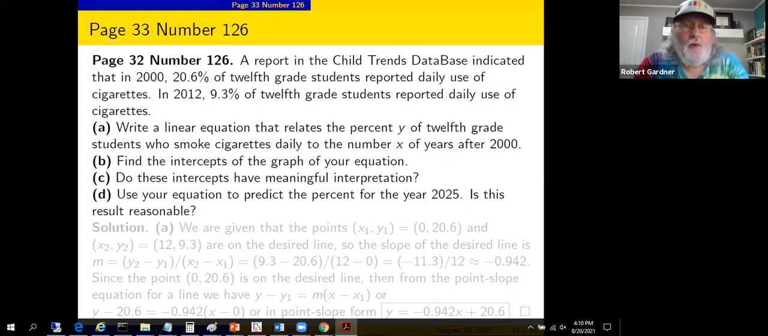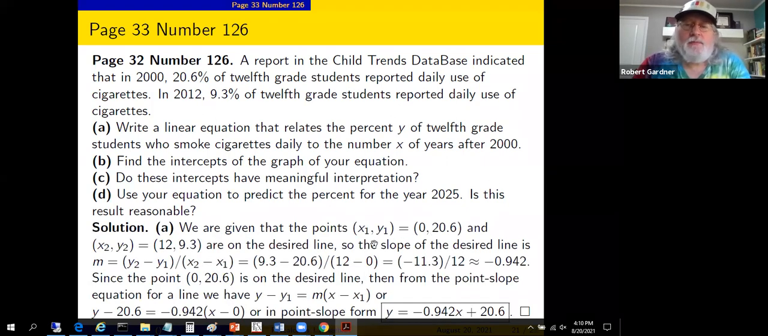Okay, we're given x1, y1 equals 0, 20.6. 0, right, 0 years after 2000, that's how the X's are measured because they said so. Keep the numbers a lot simpler. And a Y value, a percent of 20.6, okay? And 12, 9.3. This is 12 years after 2000 for the X value and 9.3 for the Y value. So these are 2 points on the desired line.